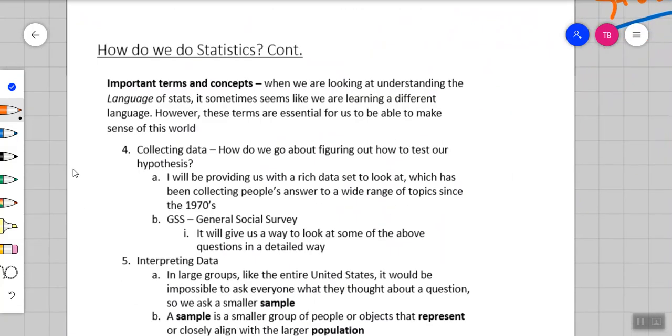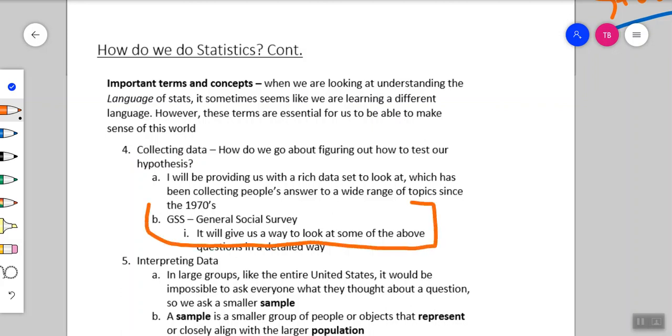A few other terms just to take a look at. So in that step where we're talking about collecting data, we'll be looking at this more in the future, but our basic thing we'll be looking at is the General Social Survey. So basically what the survey is, it's a survey that's been since the 1970s. And this General Social Survey is basically asking questions like, what class do you consider yourself? Have you ever been hospitalized? Have you ever witnessed a crime? I mean, they ask thousands of questions to people every year since the 1970s.